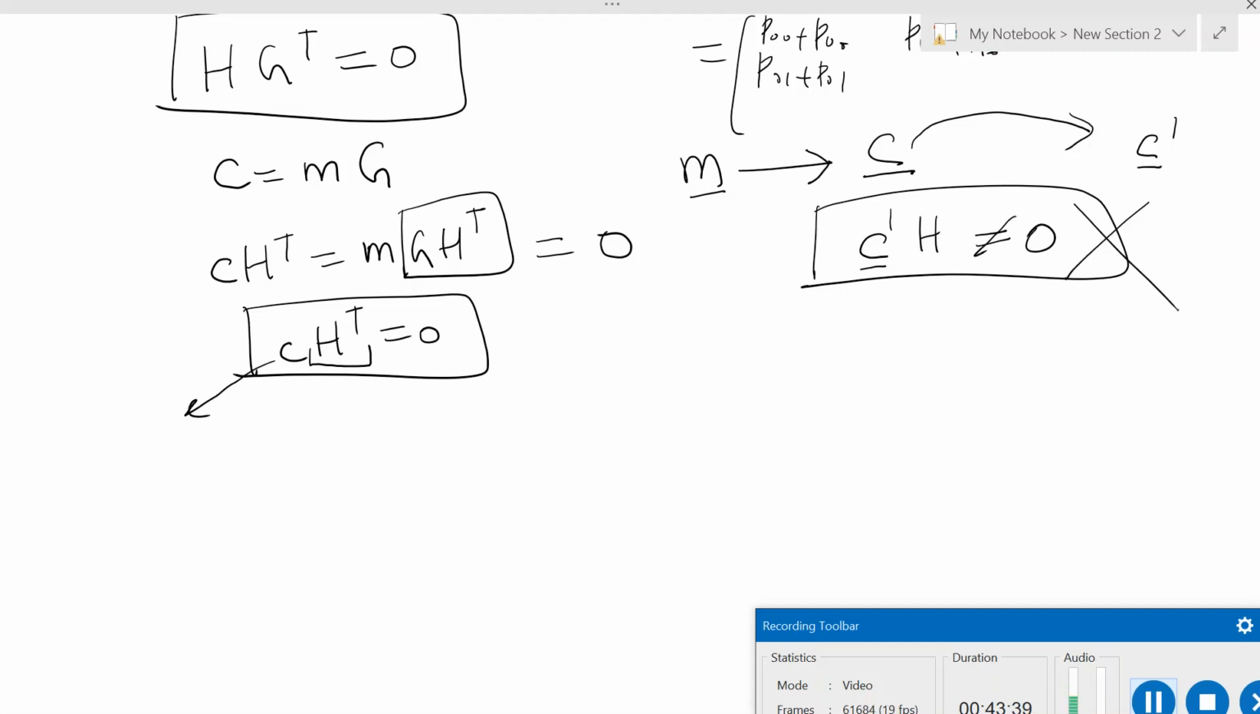In the next lecture, we will demonstrate things with examples. In this lecture, things were general, so don't worry. In the next lecture, I will take an example of a particular code, define the generator matrix, define the parity check matrix, and also define something called syndrome decoding, which is how we can correct the error also.